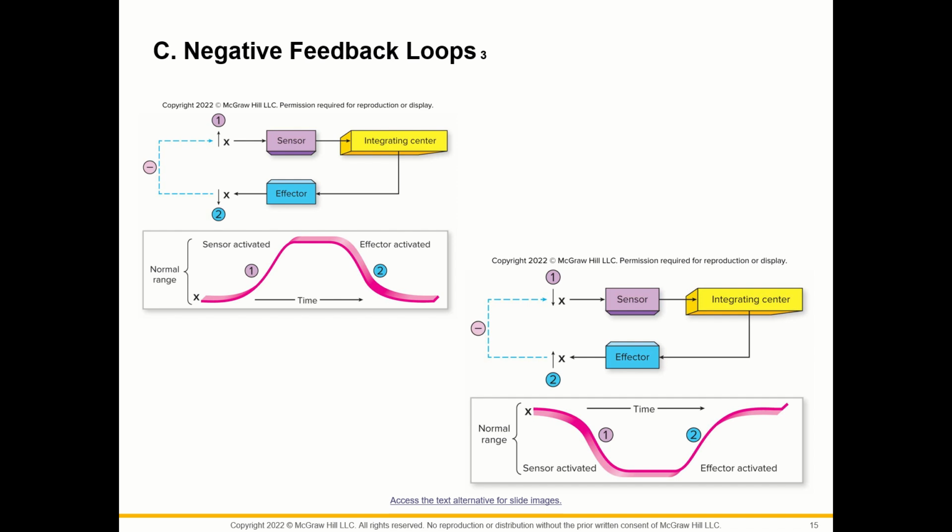And the change in the stimulus can either cause a rise in the factor or a drop in the factor. Either time, the integrating center has to decide whether we're rising or falling and what we need to do about it in order to reverse the change of that rise or fall and take us back to our set point.